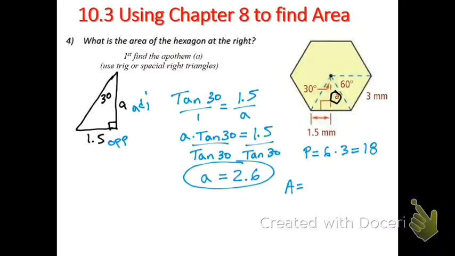So area equals 1/2 your apothem, 2.6, times 18. We're going to plug that in our calculator and see what we come up with.